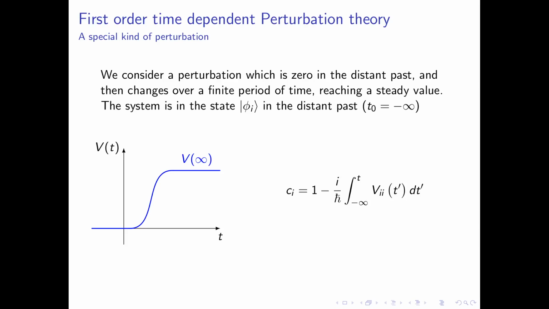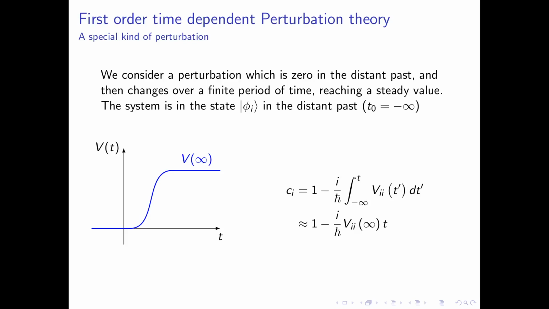Though the integral actually stretches all the way from minus infinity to time t, you should realize that the contribution really starts only after the perturbation becomes non-zero. So maybe at some finite time t equal to 0, let's say. And as long as the perturbation has died out and we are looking at the system a long time after the perturbation has reached a steady value, we can replace this integral by a very simple expression. We can replace the Vii(t prime) in the integrand for the major part by its final value, which is Vii infinity, and for all practical purposes, we can approximate Ci perfectly well by this expression, 1 minus i by h cross Vii infinity times the time t.